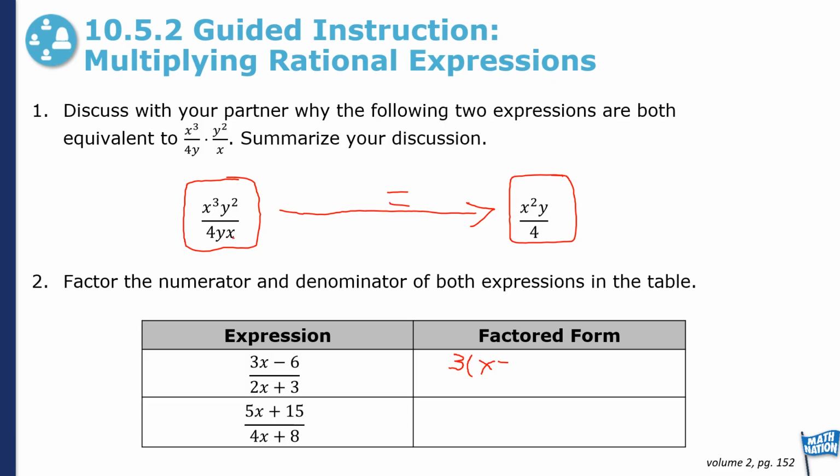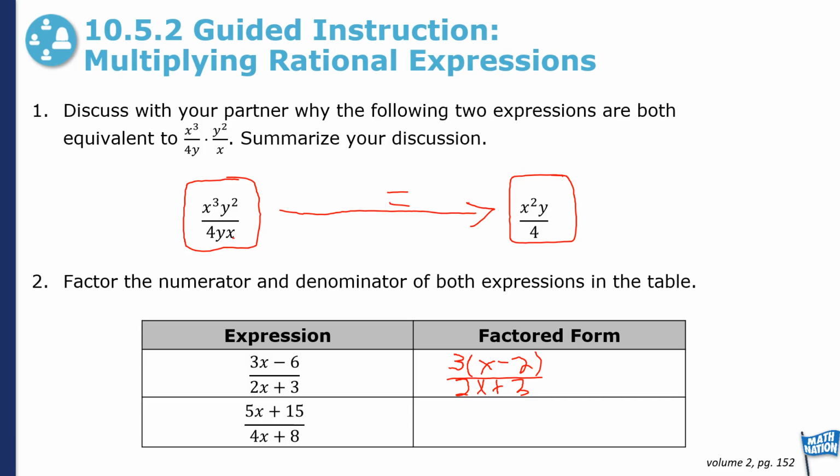Sorry, guys, it's so hard writing on these screens. x minus 2. In my denominator, the greatest common factor between 2 and 3 would be 1. So because it's 1, it stays 2x plus 3. Sorry about the terrible handwriting. So that would be factored. That's the factored form.